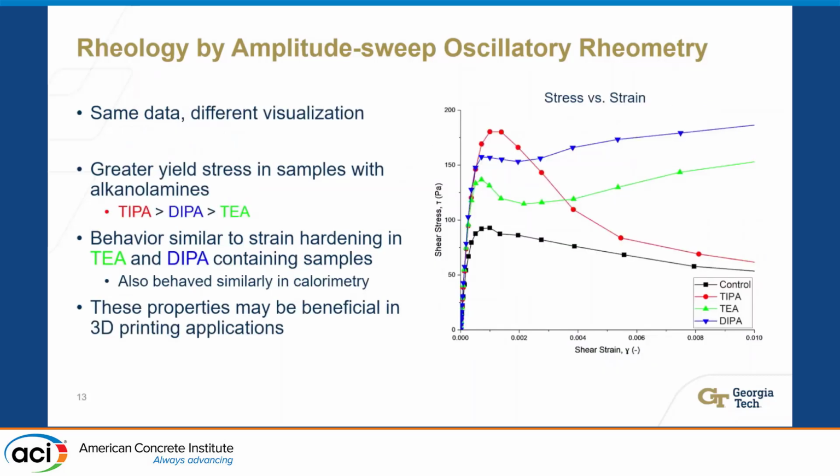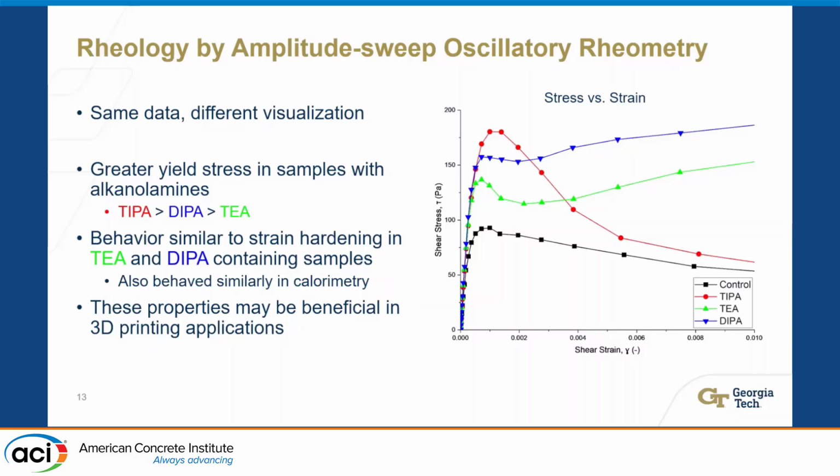I took the same data and I visualized it a little bit differently. That made more intuitive sense to me. So in a stress strain graph, you can see that the increase of linear viscoelastic region equates to a greater yield stress in these samples with the alkanolamines, in order of TIPA, DIPA, and TEA.